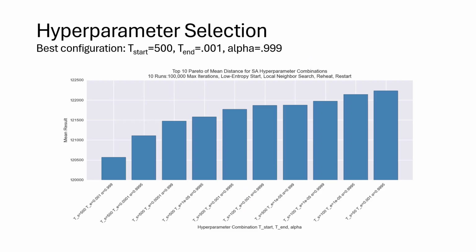All right, let's go ahead and tune this thing. Rather than getting fancy and using SA as an algorithm to find the best hyperparameter set, let's just do an exhaustive search of the three: starting and ending temperature and alpha. Run a bunch of trials, see which comes up. It looks like the best configuration is a start of 500, an end temperature of 0.001, and an alpha of 0.999.